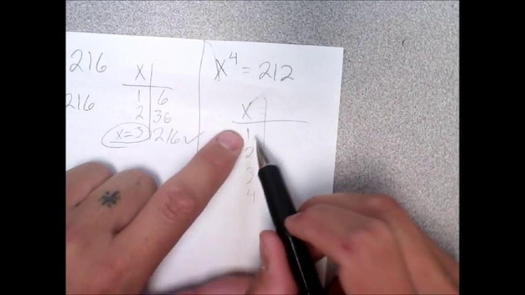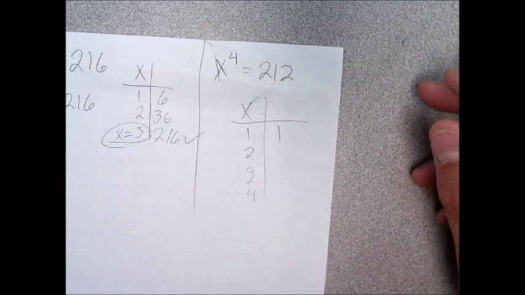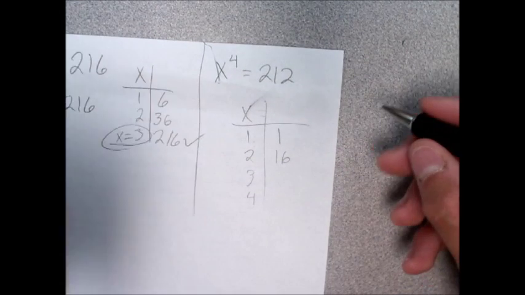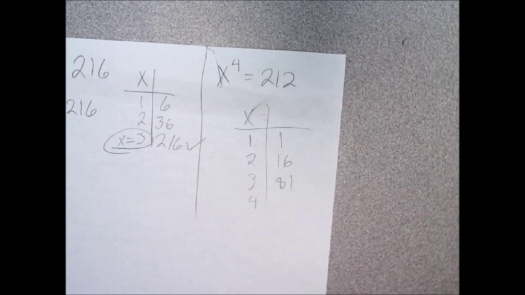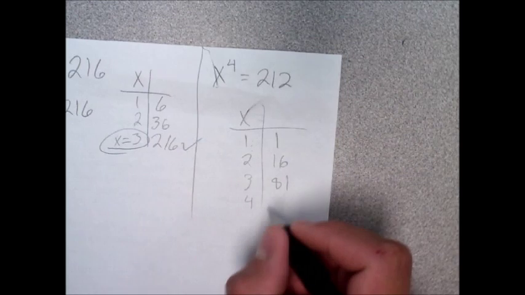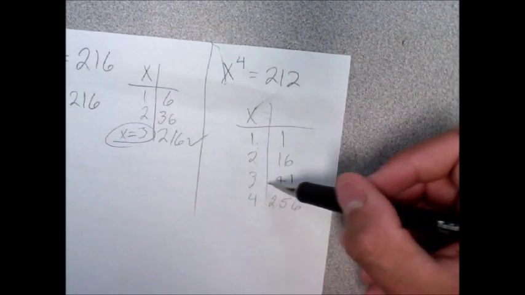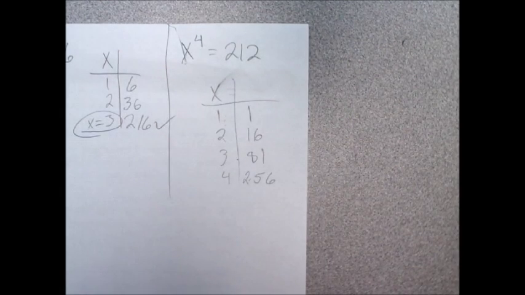So 1 times 1 times 1 times 1 is always going to be 1. 2 times 2 is 4, and then I could just say 4 times 4, because that'd be 16. 3 times 3 is 9, 9 times 9, 81. 4 times 4, 16. 16 times 16. I can do 16 times 4, sure. 16 times 4 is 64. 256. 256, right? So 4 to the 4th power is 256. Is anybody seeing a problem between 3 and 4? There's a big difference, and neither one of them are 212.